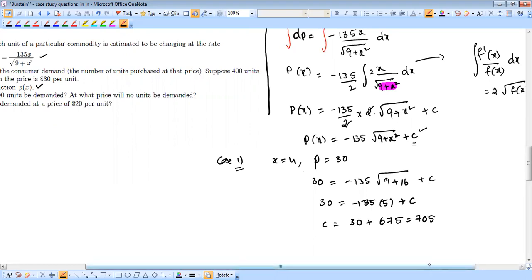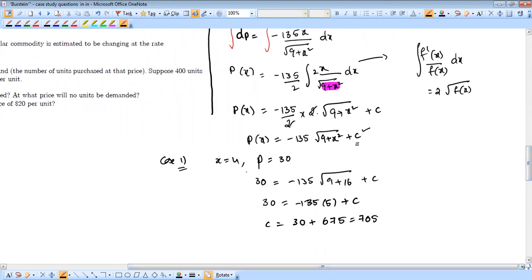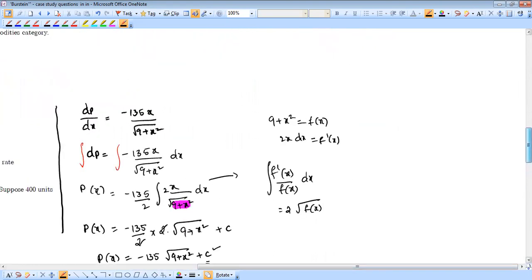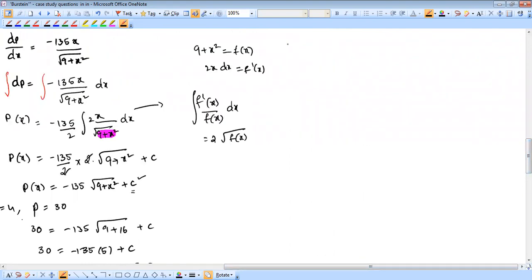Now the price function becomes P of x is equal to minus 135 into root over 9 plus x squared, plus 705, and you got the C value, which is 705.